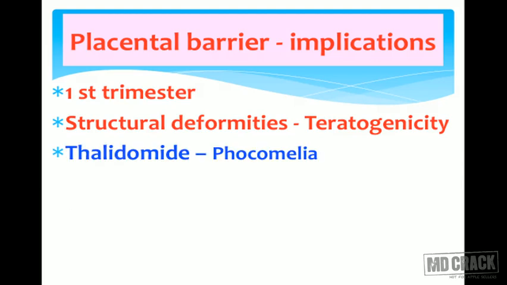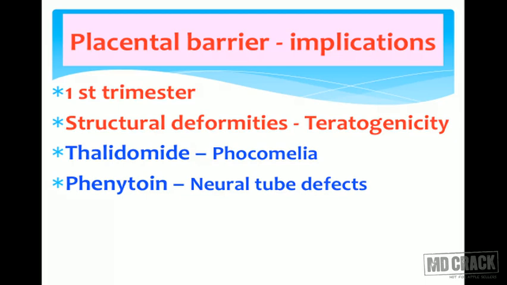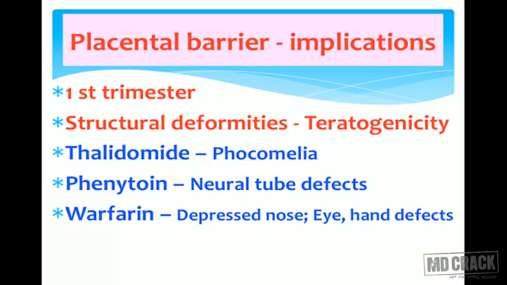A very classical, worldwide known example is thalidomide, producing phocomelia, the seal limbs. Phenytoin, an anti-epileptic drug, produces neural tube defects. Warfarin, an oral anticoagulant, also produces structural defects, that's depressed nose, eye and hand defects. So if you have a pregnant woman who needs anticoagulation, please don't prescribe warfarin.